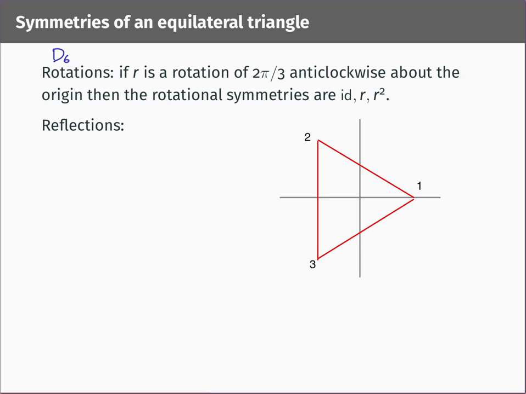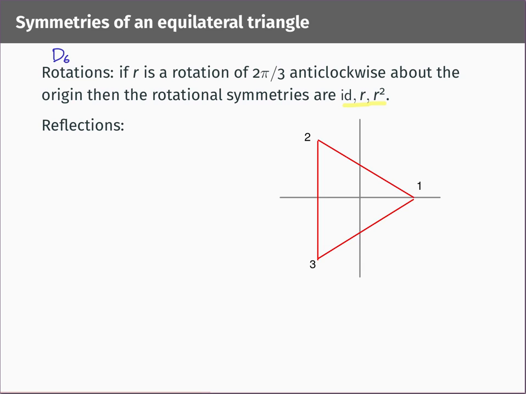So we'll begin by thinking about what the rotational symmetries of this regular triangle, this equilateral triangle, are. There should be a rotational symmetry which rotates through 2 pi over 3 anti-clockwise about the origin, and we'll call that R. Then the other rotations are a rotation of 4 pi over 3 and a rotation of 0. So those 3 rotations of this regular triangle are given by the identity, R to the 0, then R, and then R squared.